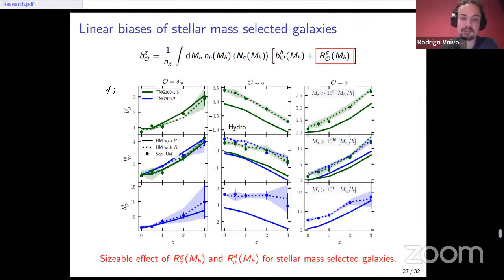But for the case of the galaxy selected by the stellar mass, we see that it's not the case anymore. We have basically the same results with respect to the operator delta, but not the same results with respect to the operators sigma and phi. So if you want to use this halo model prediction, for example, to constrain primordial non-Gaussianities or some models of inflation that predict compensated isocurvature perturbations, for example, models with more than one scalar field, we need to take into account the HOD response. They are very important in the modeling of the bias of the tracer.